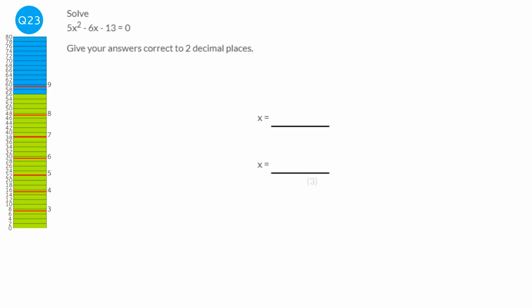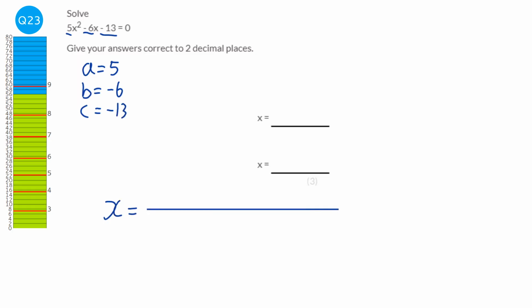So here we're going to solve a quadratic using a calculator, using the quadratic formula. And the reason we know that is it asks us to do it to 2 decimal places, so chances are it's not going to factorise. So we're going to find out what a, b and c are. And a is the number before the x squared, the coefficient of the x squared, which would be 5. B is the coefficient of the x, which would be minus 6, and then c is the number left over at the end. So we're going to write the quadratic formula, but with our values in it.